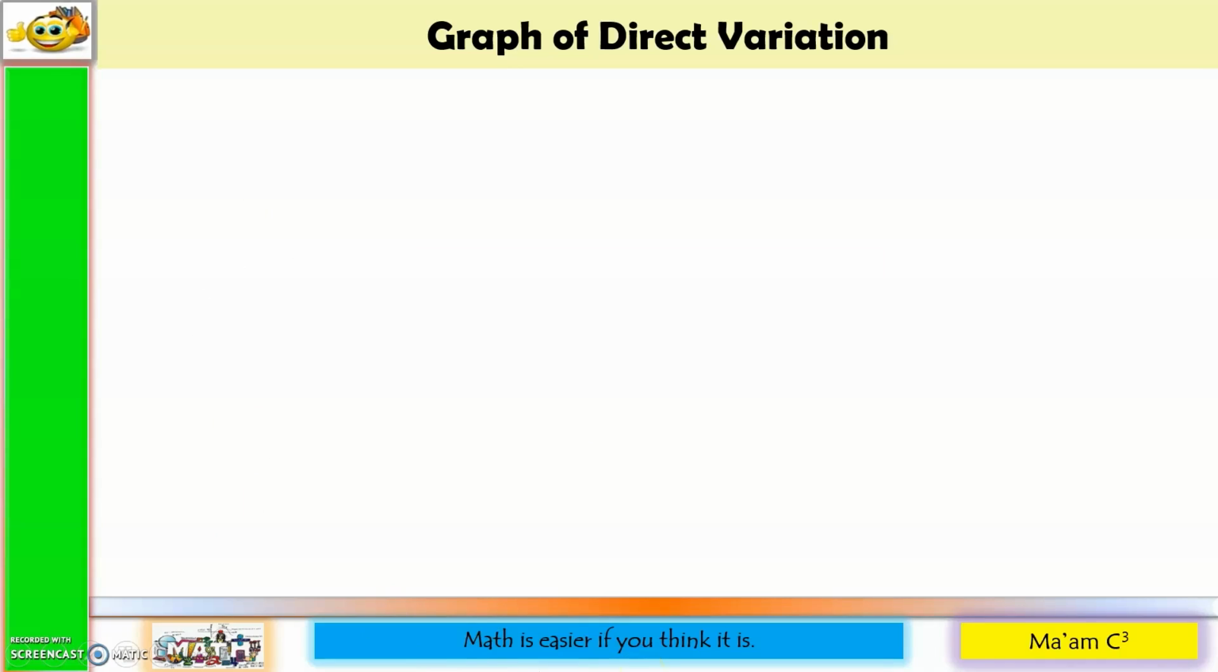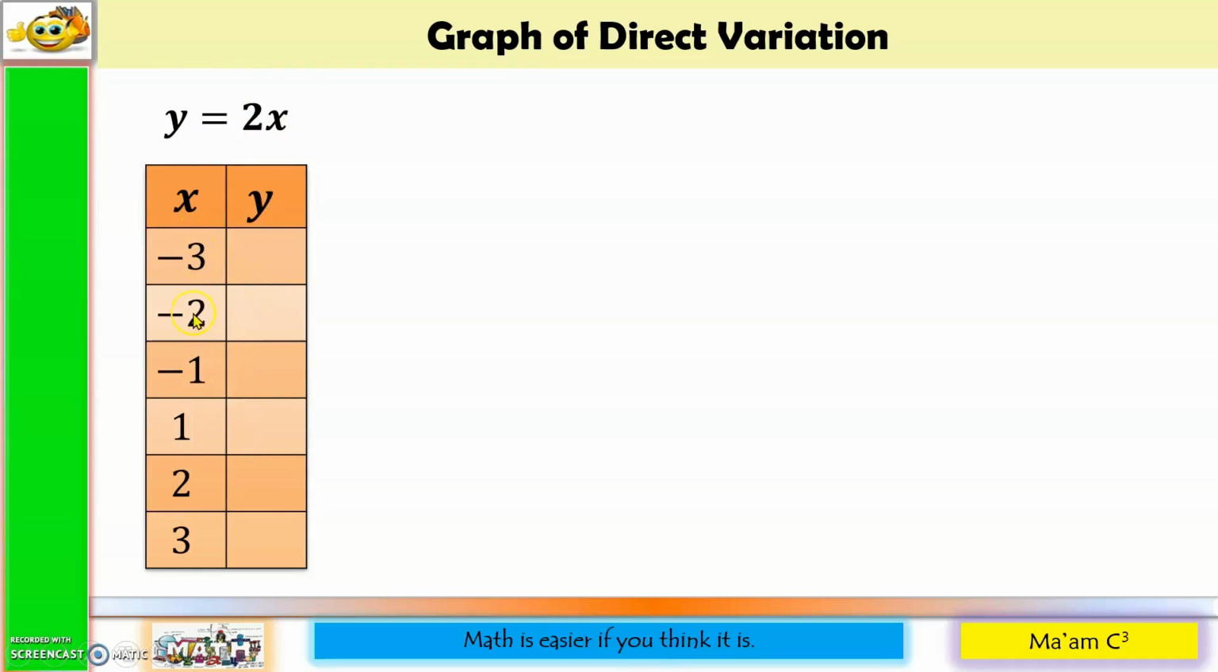Now let us talk about the graph of direct variation. Let us consider the equation y is equal to 2x. This is a direct variation because I only have one term here. Let's have a table of values. So I have here values of x and let us solve for the values of y. To do that, let us substitute the value of x in our equation.